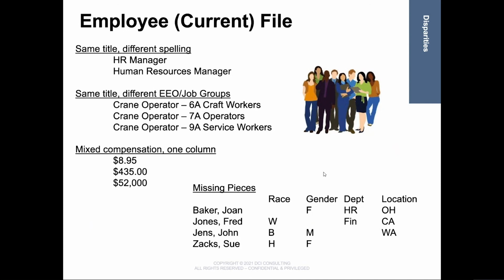And then we always see missing pieces, and this is typical, but again, we'll find it on our side. If you all want to look for it and fill some of this in, that will be helpful. So Joan is missing a race, Fred is missing gender, John is missing a department, Sue is missing a department and location. If we saw this, we would put it on a problem list and we would send it to you and ask you to please fill it in.